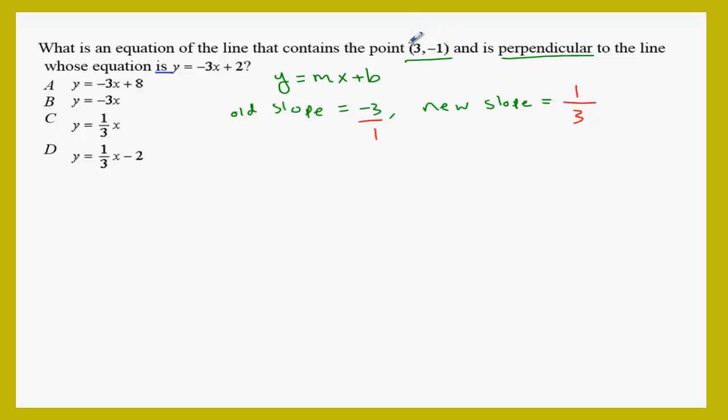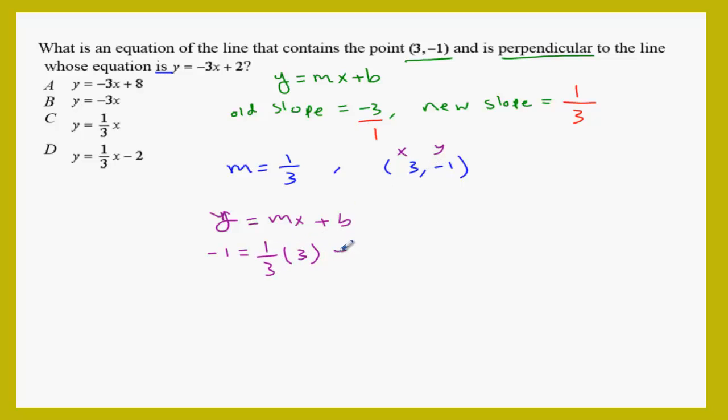And passing through the point (3, -1). Let me rewrite both of them here. The slope of the new line equals 1/3, passing through the point (3, -1). This is x and this is y. You write the equation of the line: y equals mx plus b. Y is negative 1 equals m, that is 1/3, times x, which is 3.